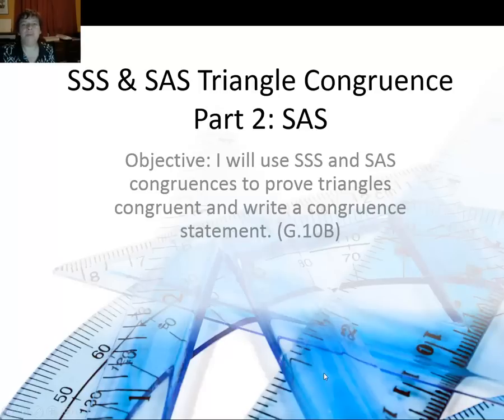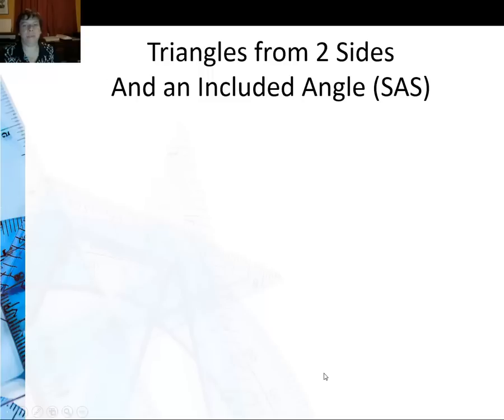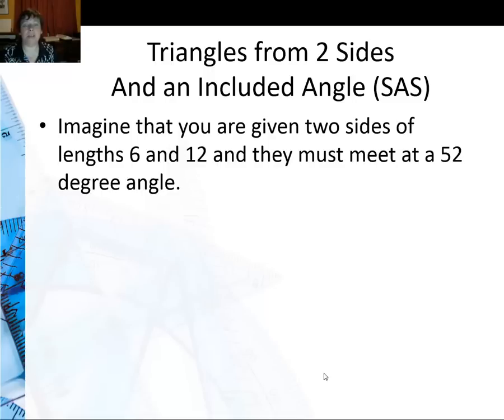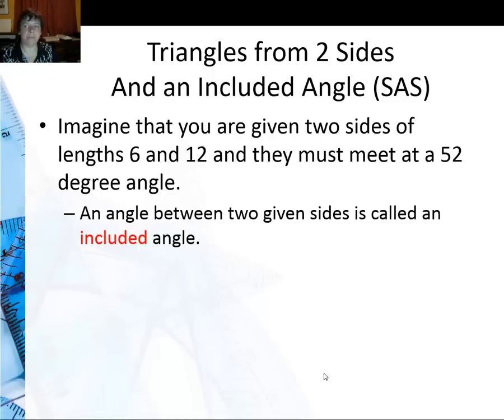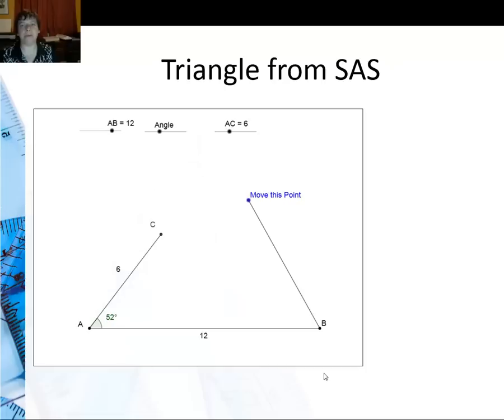In this part of the lesson, we're going to look at side angle side congruence. So let's say we take triangles from two sides and an included angle. Your sides could be 6 and 12, and they meet at a 52-degree angle. Now, an included angle means it's the angle between the two sides that are given. So see how I said they meet at a 52 angle? Where the two sides meet, that is the included angle.